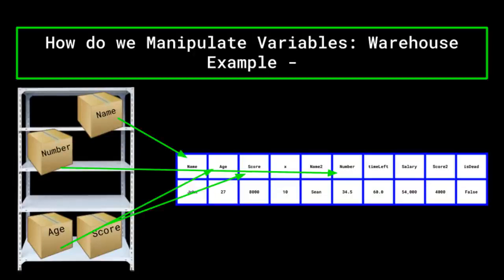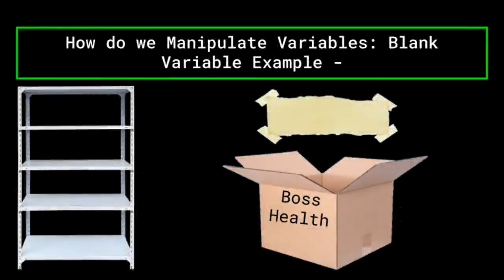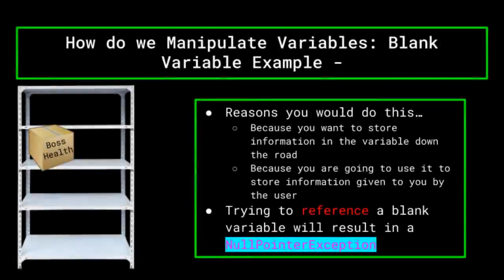Another thing to note really quickly is that you can actually make a variable without putting information inside of it. This would simply be like if you built up a new cardboard box, gave it a label with a Sharpie, but just didn't put information inside of it. You're simply saving that space in your storage facility for later. This could be maybe because you want to store information in it later down the road, or if you're going to use it to store information given to you by the user, in which case you can't give it information since you don't know what the user will input.